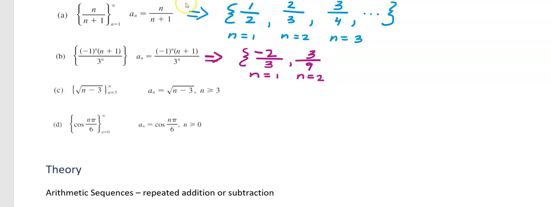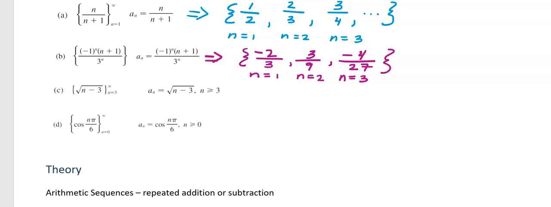Now we can do our third term, n equals 3. So when n is equal to 3, we would have an odd exponent for our negative 1, so we would result in a negative numerator value. 3 plus 1 would give us 4, so our numerator is going to be negative 4. And then 3 to the third power in the denominator would give us 27.